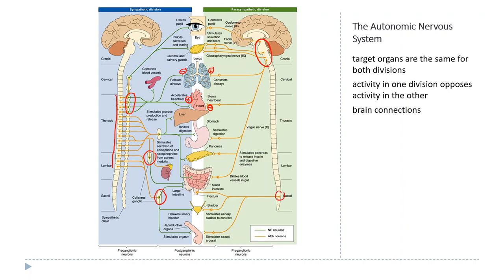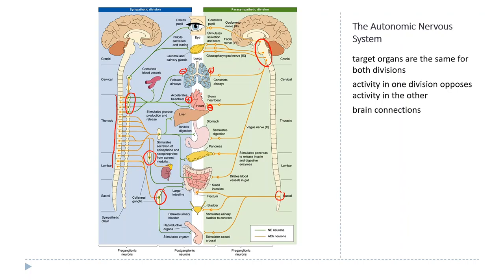Actually, the parasympathetic preganglionic neurons, their axons come out as cranial nerves. So the ones that go to the eye, for example, come out through the oculomotor nerve. The ones that come out through the glossopharyngeal nerve go, for example, to the glands that control salivation and tears.